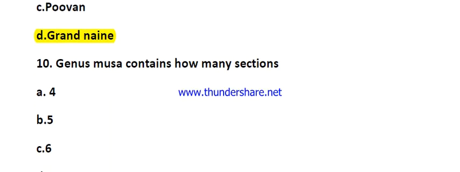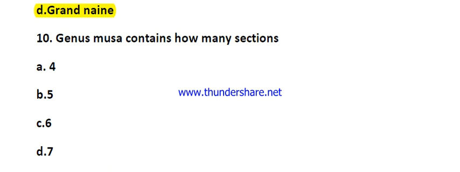Then question number 10. Genus Musa contains how many sections? Here the options are 4, 5, 6 and 7. Here the right answer is 5 sections. If I elaborate this, first of all Musa is divided into two genera. First is Ensete, then Musa is again divided into 5 sections. These 5 sections are first Eumusa, then Callimusa, then Australimusa, then Rhodochlamys and Ingentimusa.